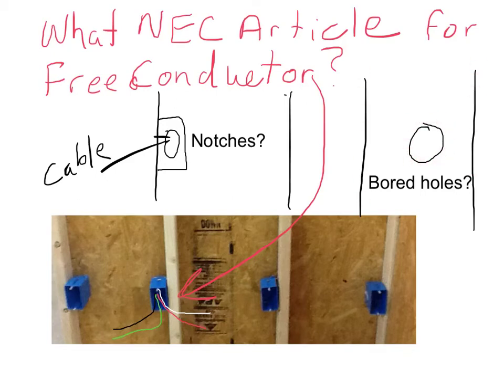This represents a 2x4 and I have a hole drilled in the second of it, in the center of it. And then the last one here is this 2x4. I've removed this little notch and the cable's installed. Can I do that? And if so, tell me which code article would allow that or the code article that would not allow that to happen.